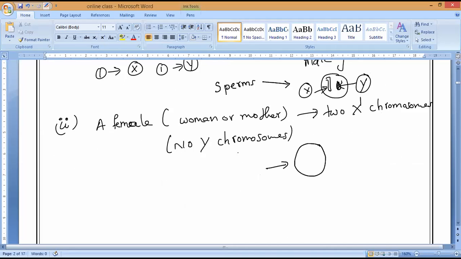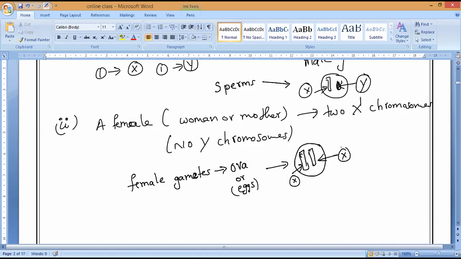Now, in the same way, what do we call the female gamete? What is the name of the female gametes? The female gamete is called the ova, or we say eggs. They have only X chromosomes. So this is one X chromosome and this is another X chromosome. This is what everybody first needs to remember.